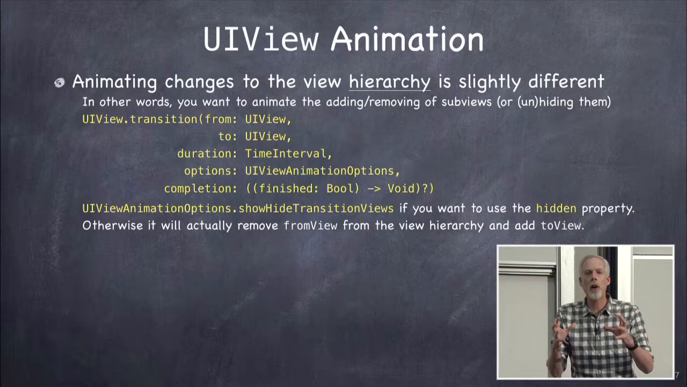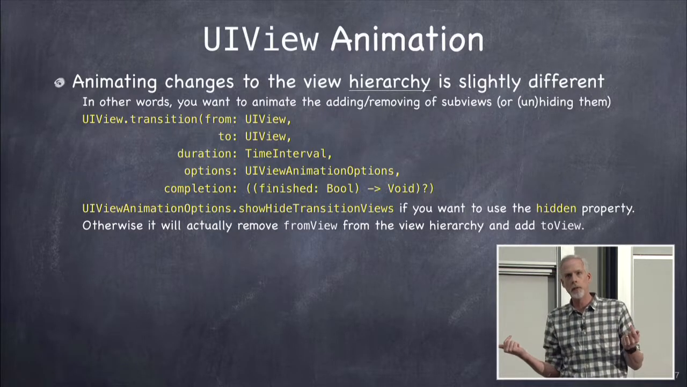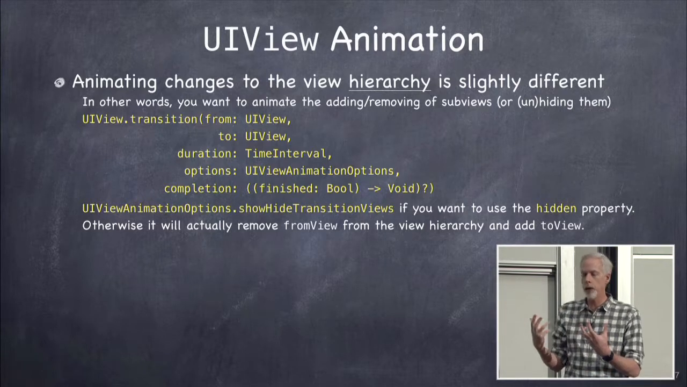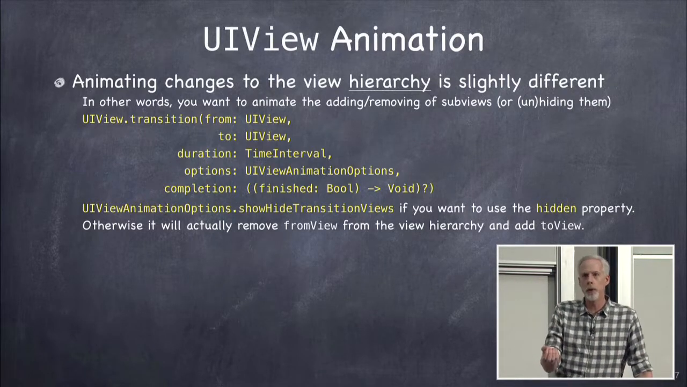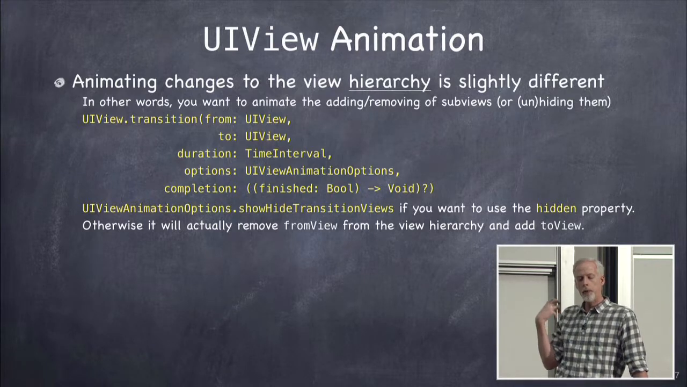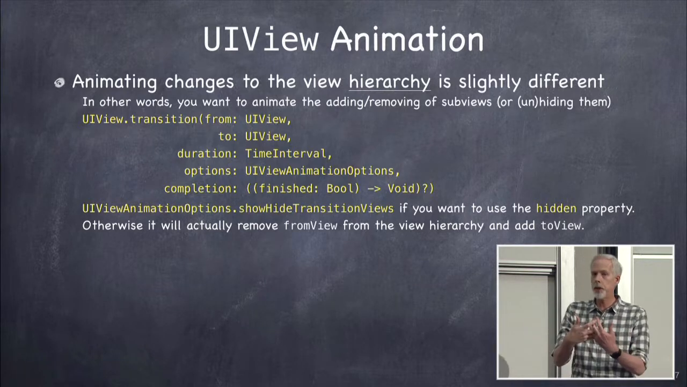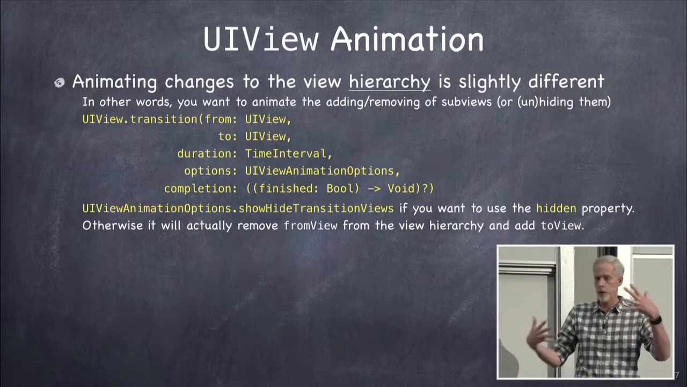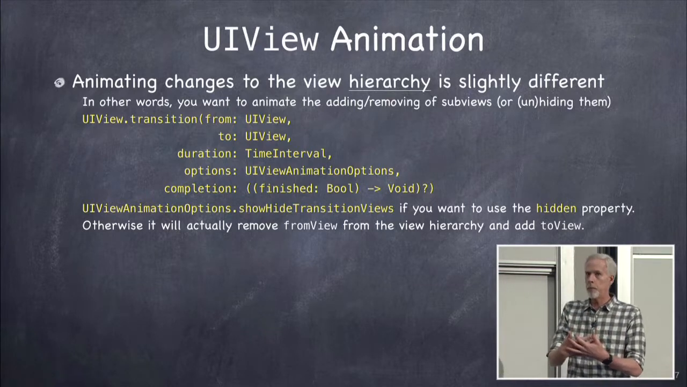All right, there's another kind of change to views you want to make, which is a change to the view hierarchy. This means you want to put views in or take views out of the view hierarchy, or replace one view with another. So this method is transition from to. The from view is the view that's going to be leaving the view hierarchy, and the to view is the view that's going to be coming into the view hierarchy. They don't have to be in the same place, by the way. They could be in different places on the screen. That's absolutely fine. Usually they are in the same place.